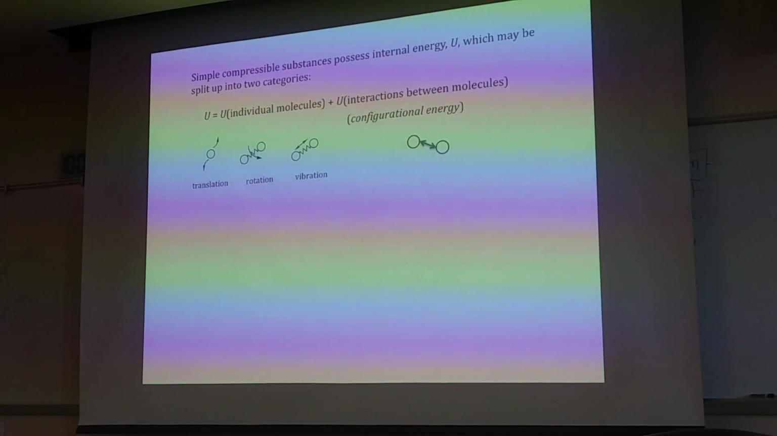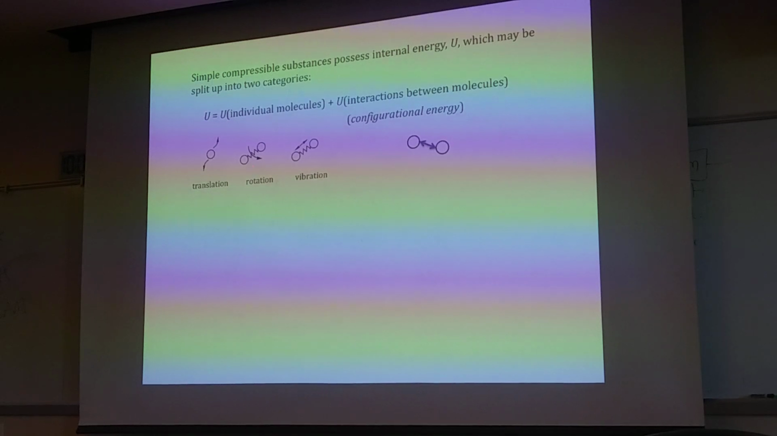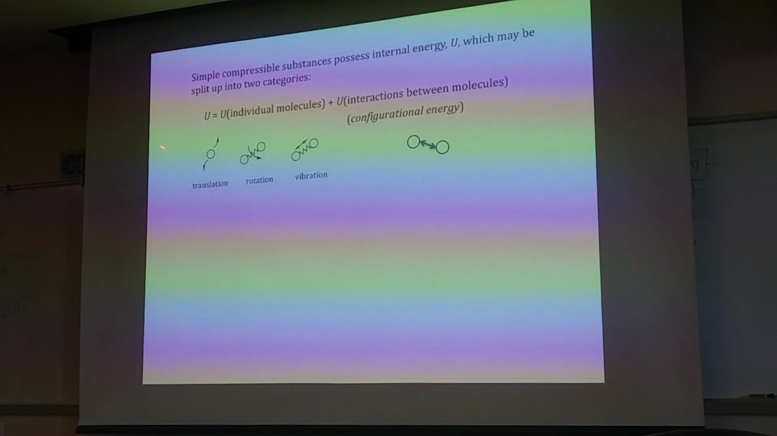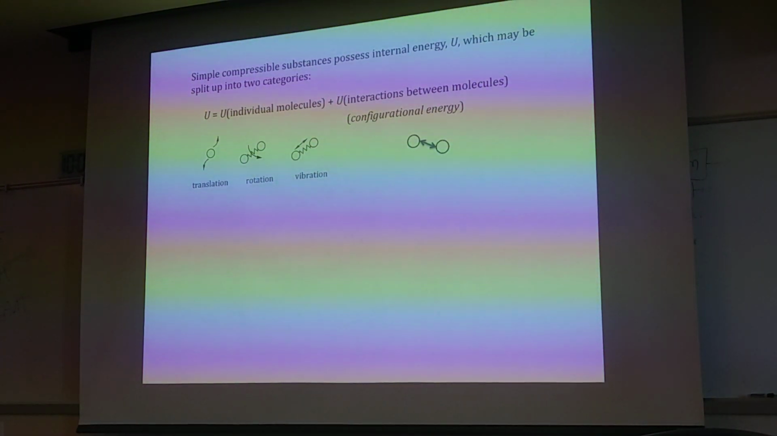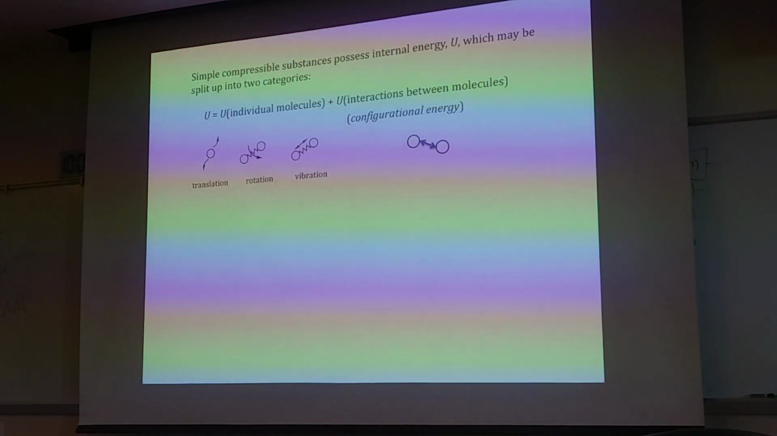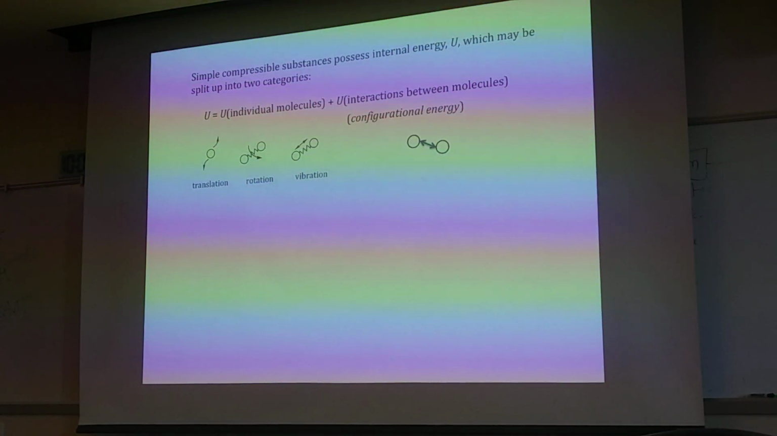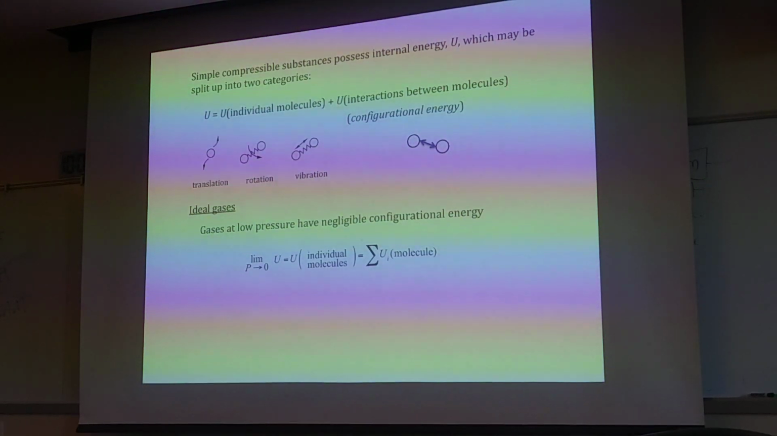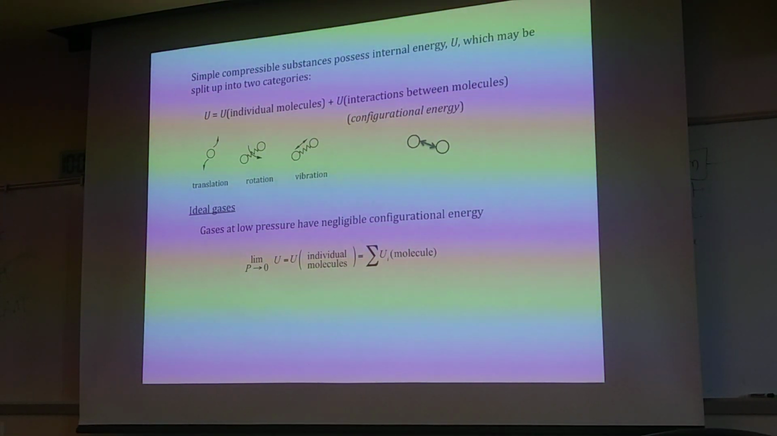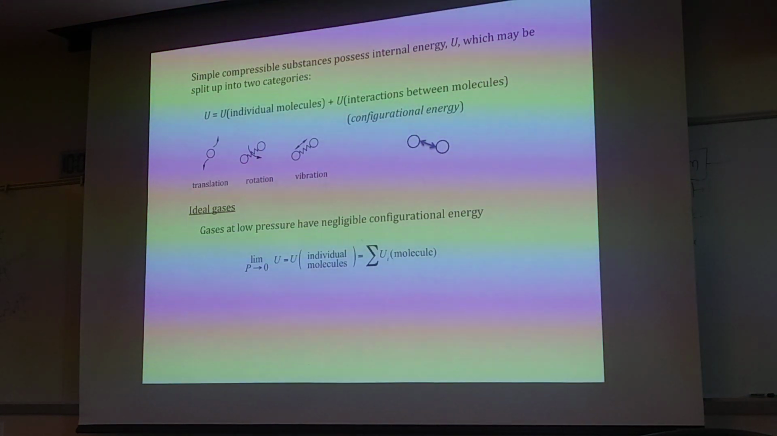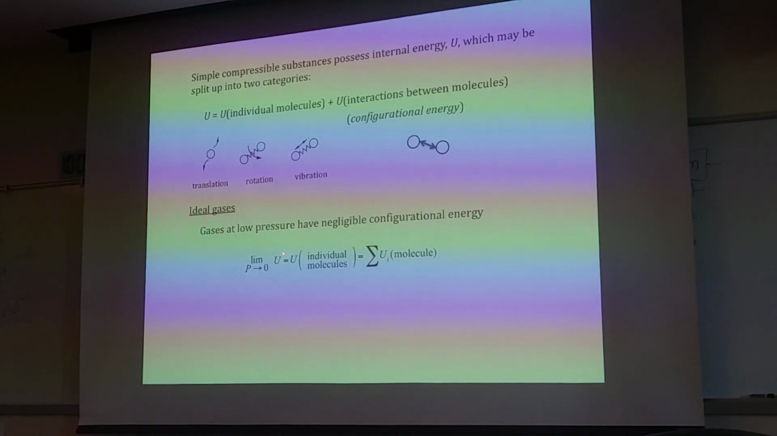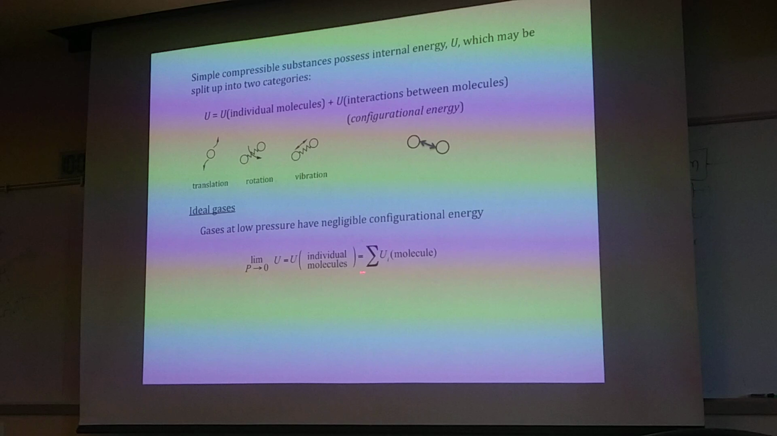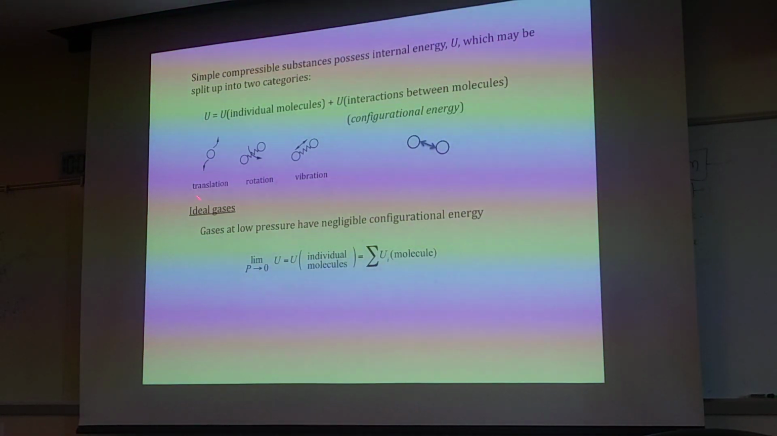So if we look at the energy that can be possessed by molecules by themselves, it can be three different things: the energy of translation, rotation, and then vibration of the various bonds that hold the atoms together in the molecule. And that's the entire story there. For ideal gases, we don't have any of these interactions, so we can write with complete correctness that gases at low pressure have negligible configurational energy, so the internal energy of an ideal gas is the sum of the internal energies of these individual molecules, which is made up of these three things.